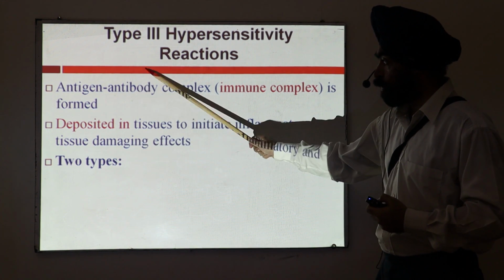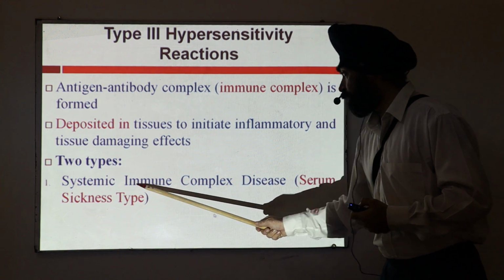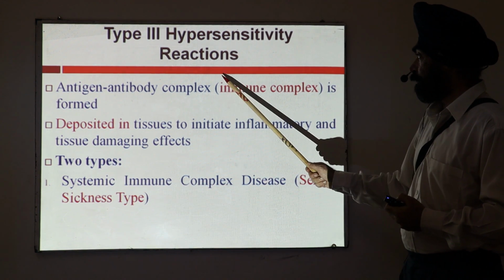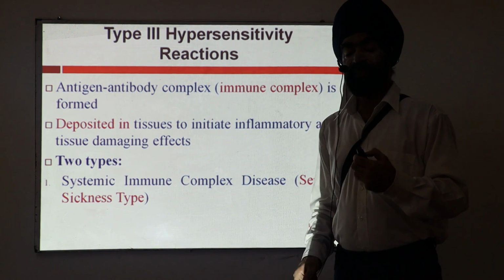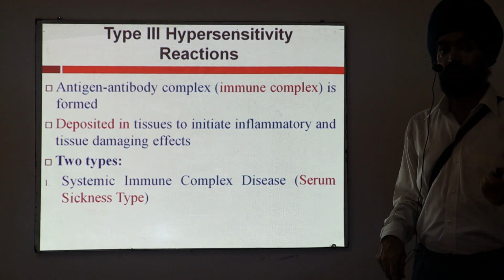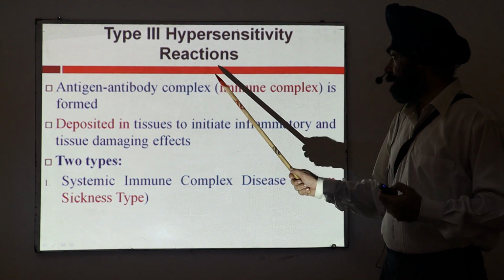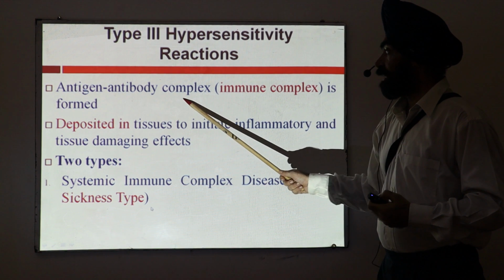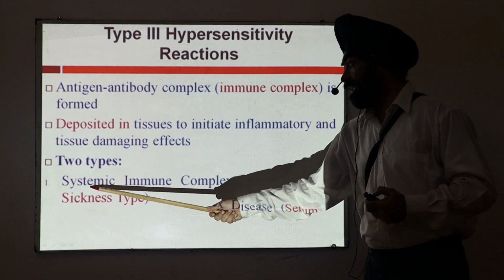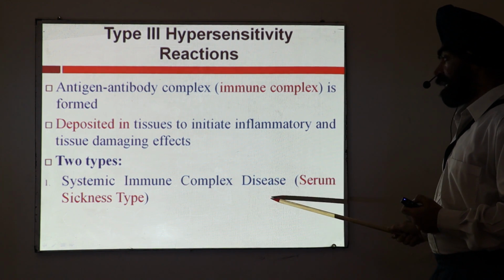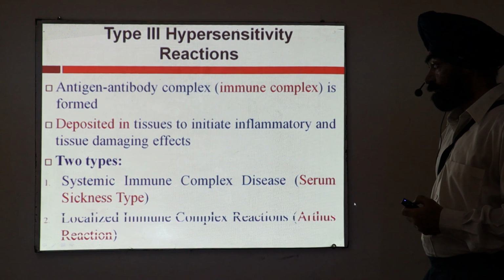This can happen in two ways. One is the systemic immune complex disease. Here I have used the words immune complex, and I have written the word systemic. Systemic means to the whole body, in the blood. So this immune complex which is formed is present in the blood, it is circulating. So this is called a systemic immune complex disease. It is also called the serum sickness type. I will explain this one.